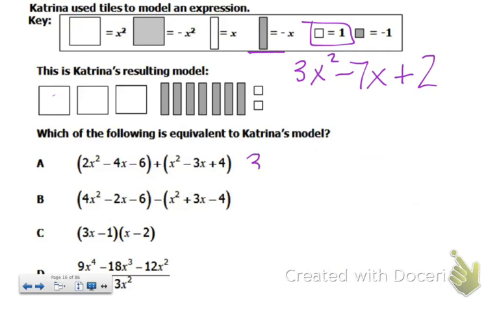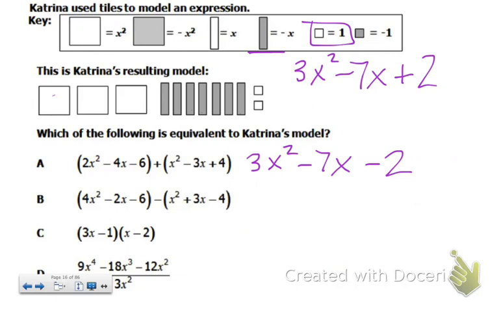2x squared plus x squared is 3x squared. Negative 4x plus negative 3x is minus 7x. Negative 6 plus 4 is minus 2. So notice that's really, really close, but not quite.